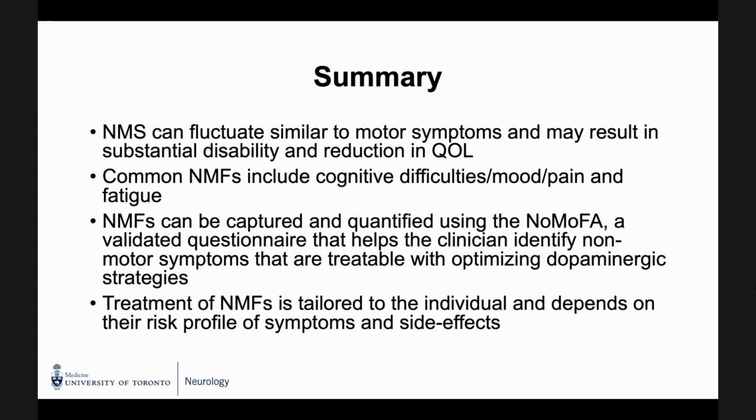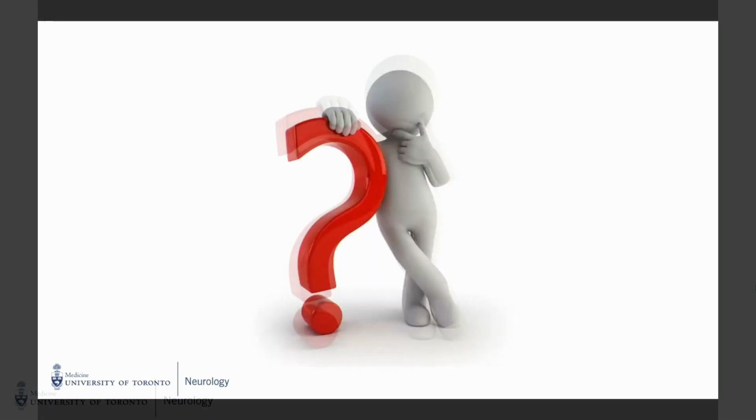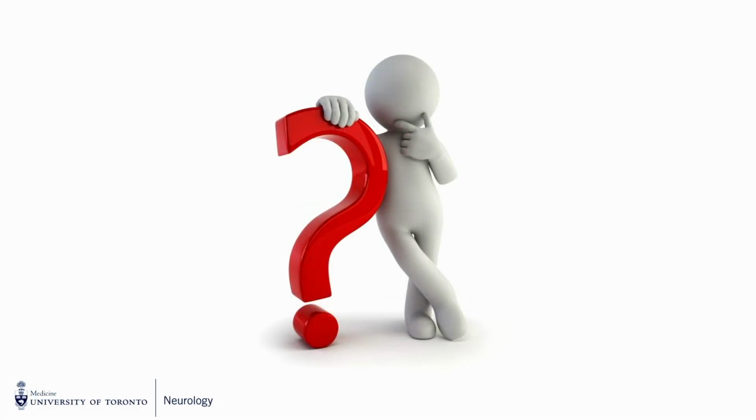So in summary, non-motor symptoms can fluctuate similar to motor symptoms and may result in substantial disability and reduction in quality of life. Common non-motor fluctuations include cognitive difficulties, mood issues, pain, and fatigue. Non-motor fluctuations can be captured and quantified using the NMOFA, a validated questionnaire that helps the clinician identify non-motor symptoms that are treatable with optimizing dopaminergic strategies. And treatment of non-motor fluctuations is tailored to the individual and depends on their risk profile of symptoms and side effects. And that brings me to the end of the formal part of this talk.